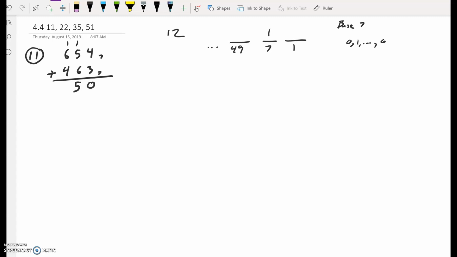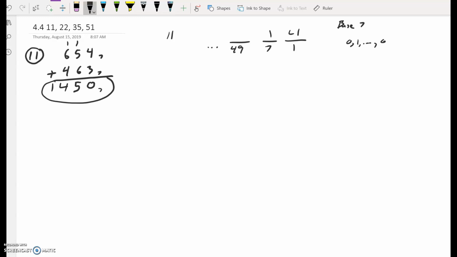So now we need an 11, which is a base 10 number. We need to write it in base 7. It'll have 1 seven and 4 1s. And so we have in problem 11 that the result of the addition is 1450 in base 7.